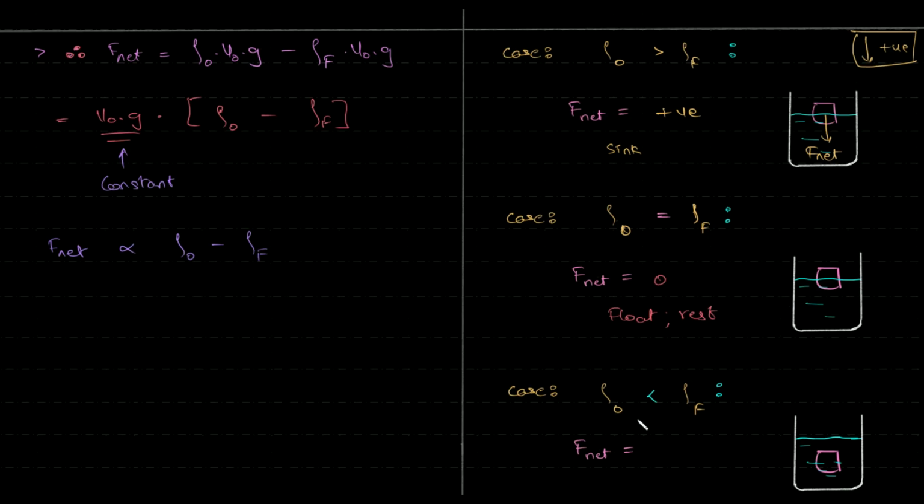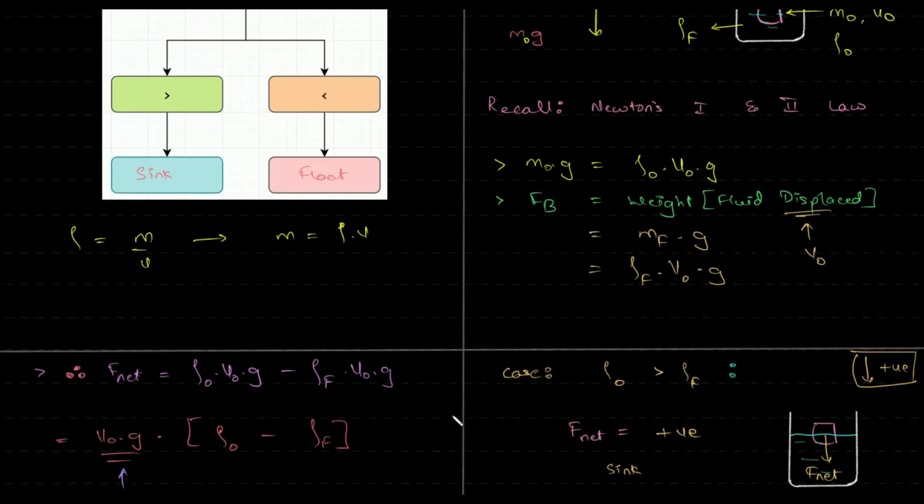Now, when it is less, what happens? Obviously a negative number is bigger than the small positive number in terms of magnitude. So this will be a negative number, which means it will get pushed up. So it will move up. Basically this will rise up. Got it? So this is your technical, mathematical explanation.